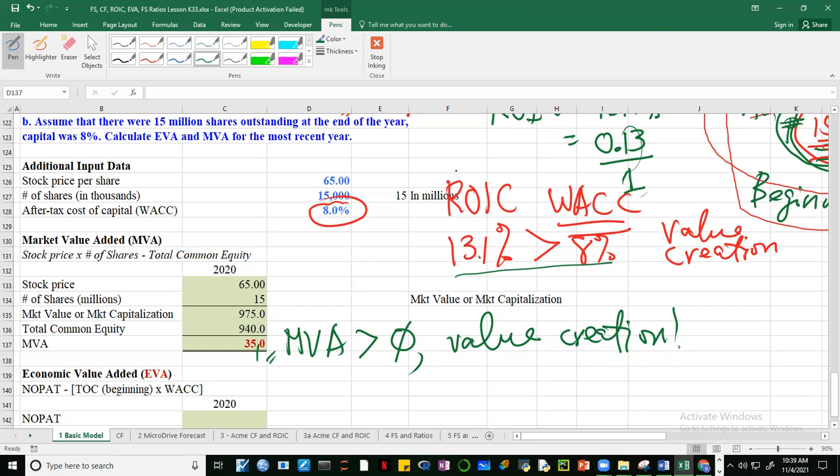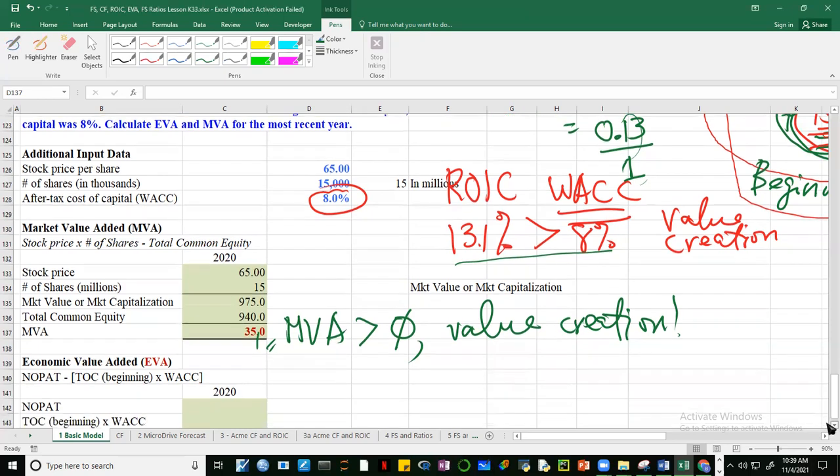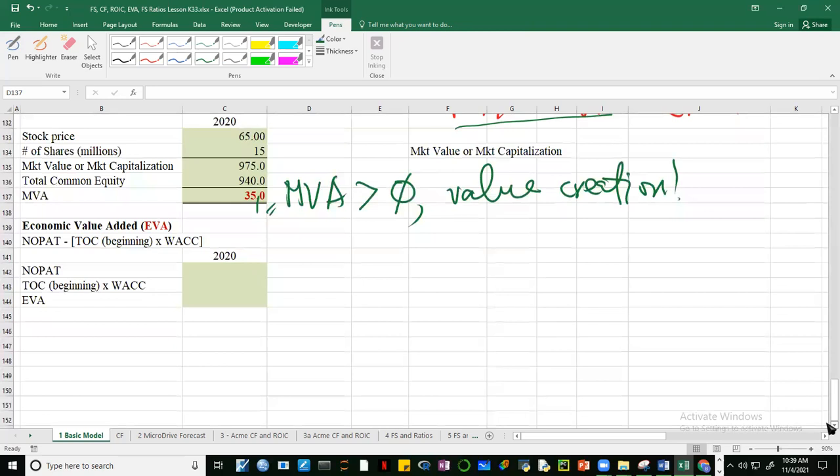Sorry, guys, I'm a bit rushed, because we need to finish this last one, the EVA. Okay, thank you. Thank you for your feedback, guys.